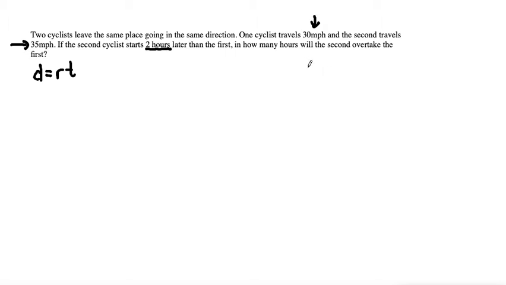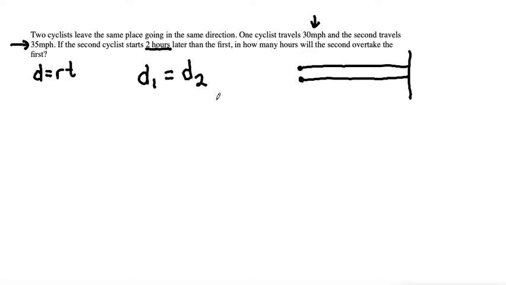So if the first cyclist starts and is moving, when the second cyclist overtakes it, they will have traveled the same distance. So we're saying that the distance that the first cyclist travels is equal to the distance that the second cyclist has traveled. So I'm going to set those two distances equal to each other.